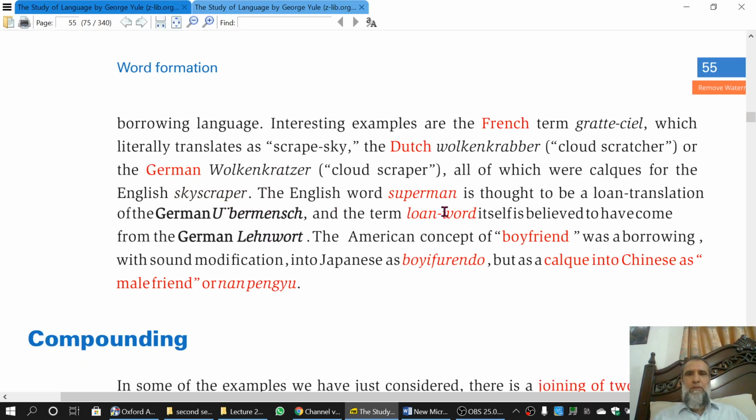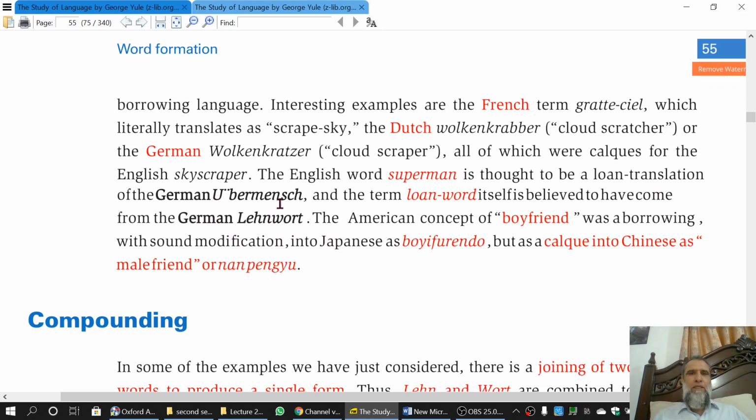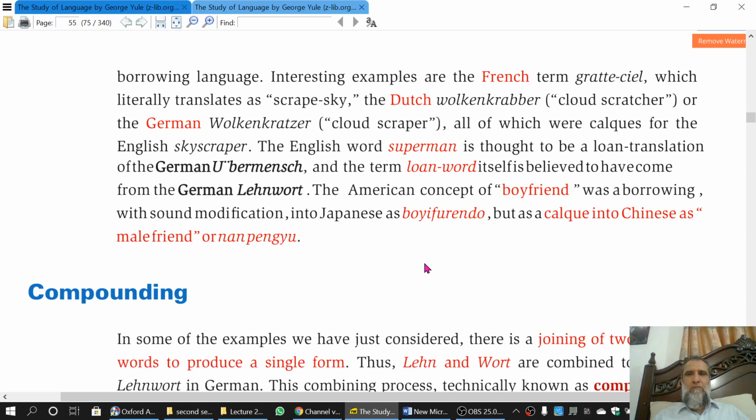The English word Superman, for example, is a loan translation of the German. The Germans say Übermensch, and this Übermensch is translated as Superman. So the term loanword, again in itself, is a kind of translation from the German Lehnwort, loanword.